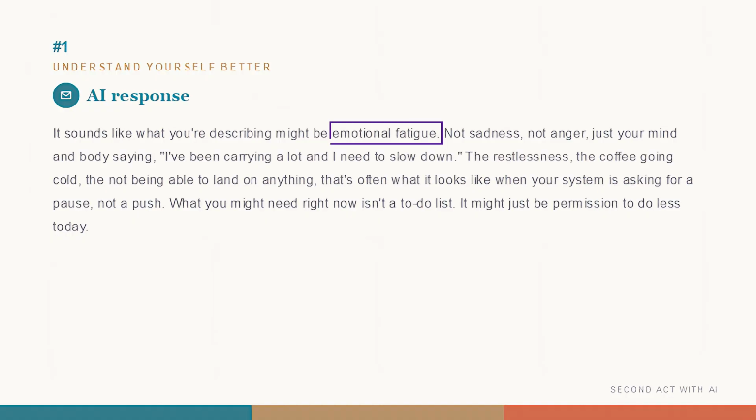It doesn't diagnose you. It doesn't play therapist. It just helps you find the word. And sometimes just naming the feeling is enough to take the pressure off.